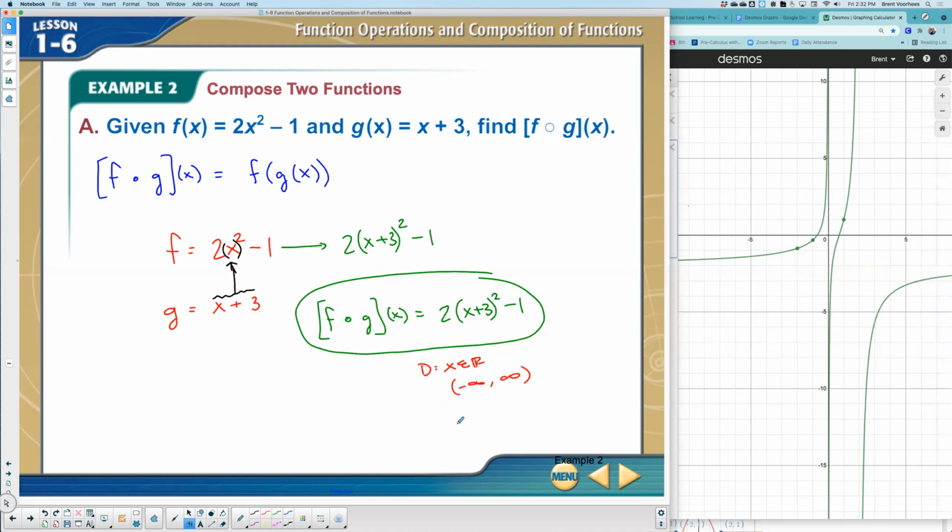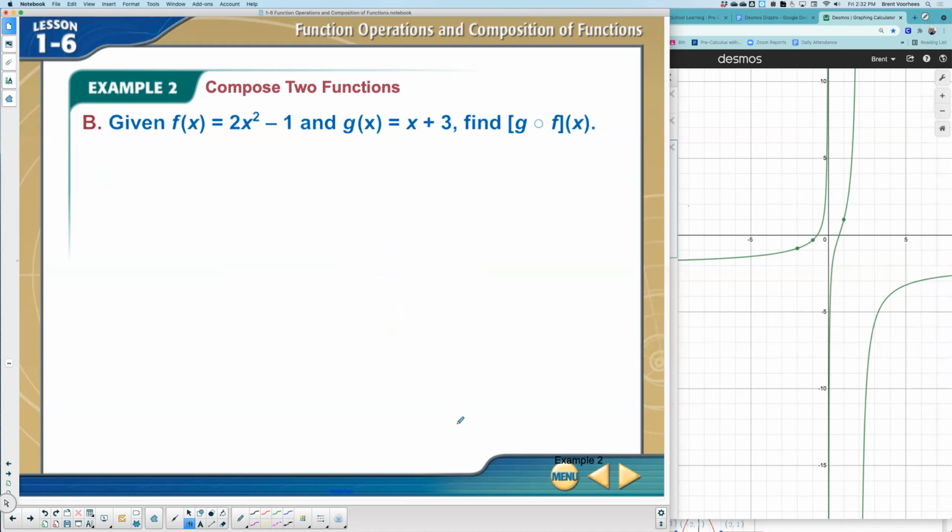Part B. We're now going to find g of f. And so if I were you, let me first write exactly in math language what this means. G of f of x. In math language, what that means is, instead of having the domain on g of x, you're going to replace the domain of g with the range of f. That's ultimately what's happening. Now that's the math language.